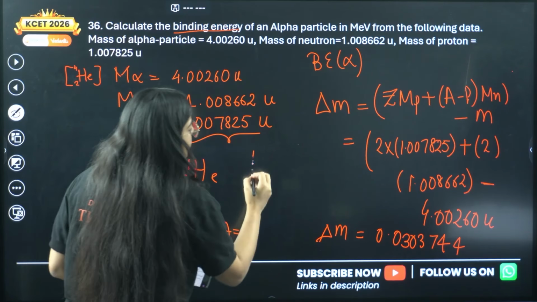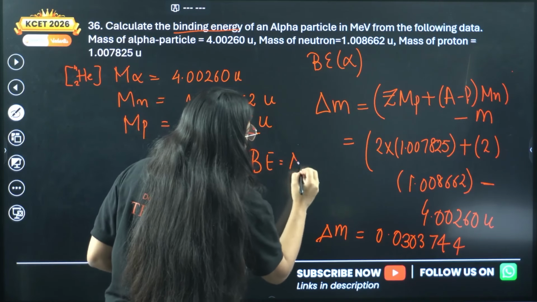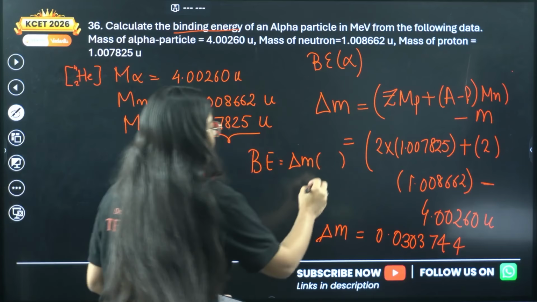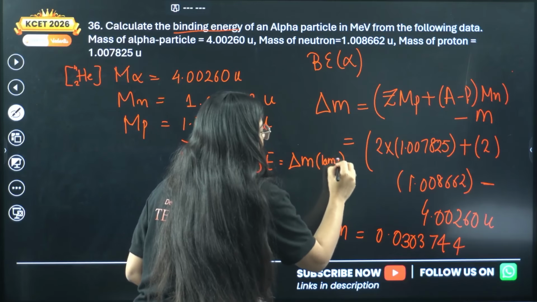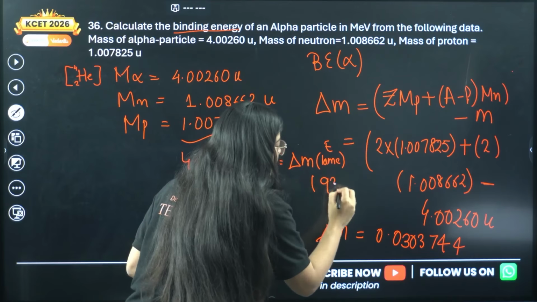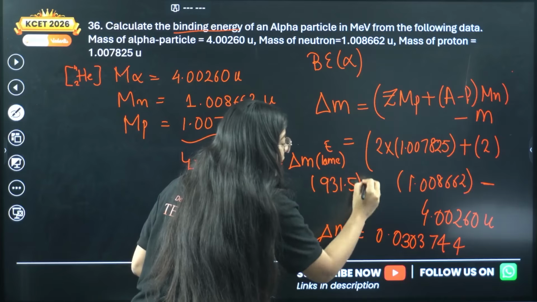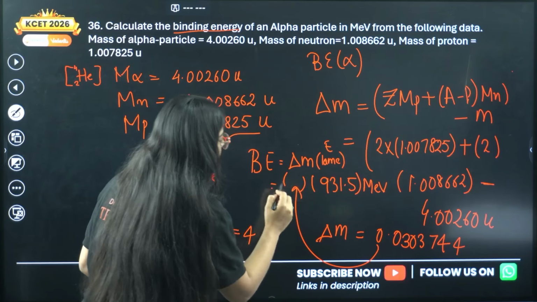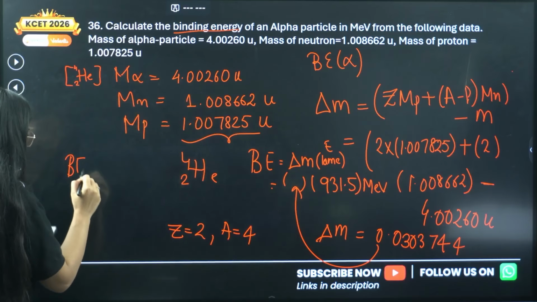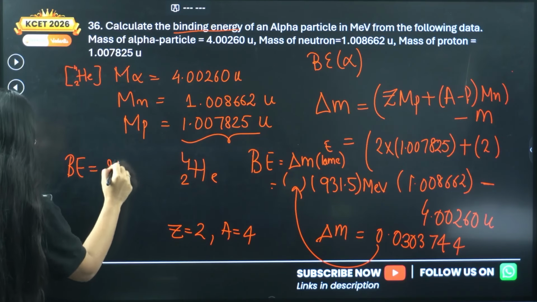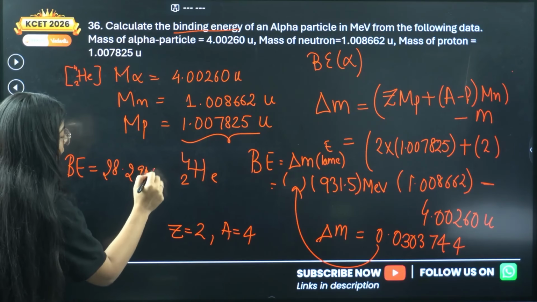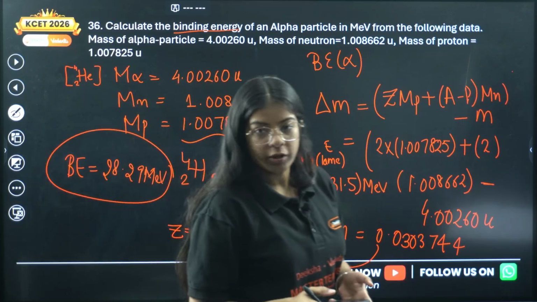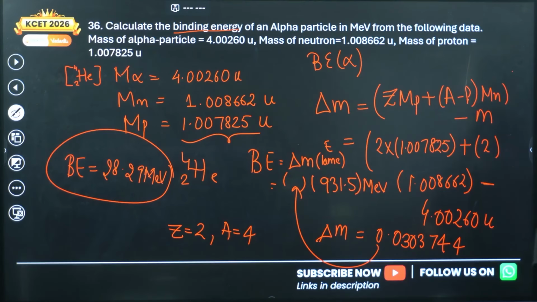The binding energy formula is just binding energy equals delta M times the energy of 1 atomic unit. You need to remember that this is 931.5 MeV. Delta M is the same as before, so you can put it here. Your final answer will come out to be 28.29 mega electron volt. It should be in mega electron volt. Let's move on to the next question.